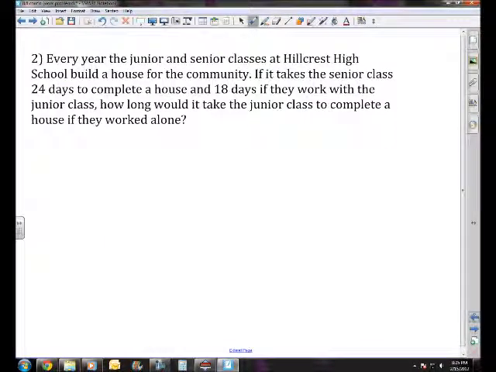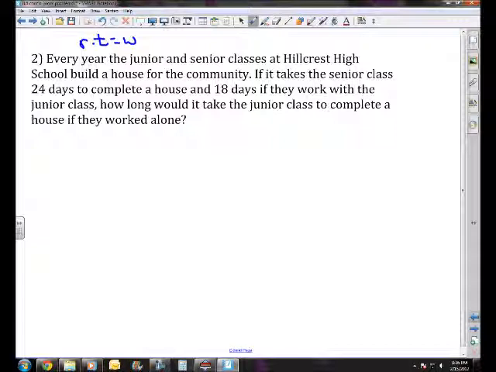Every year, the junior and senior classes at Hillcrest High School build a house for the community. It takes a senior class 24 days to complete a house and 18 days if they work with a junior class. How long would it take the junior class to complete a house if they worked alone? Okay, well, we're going to use the same type of thing. Equals the work done. Well, let's parse this out.